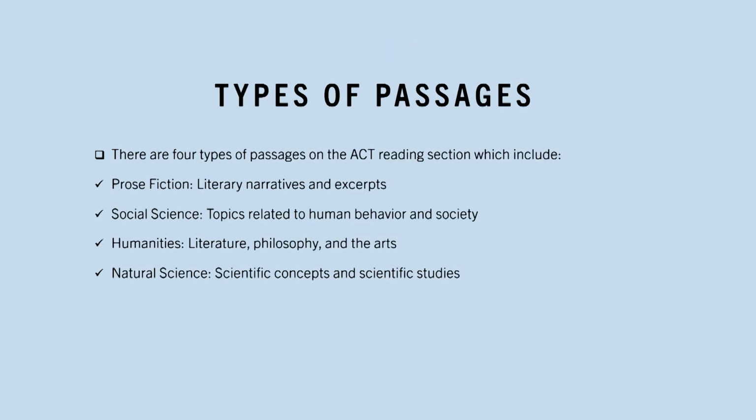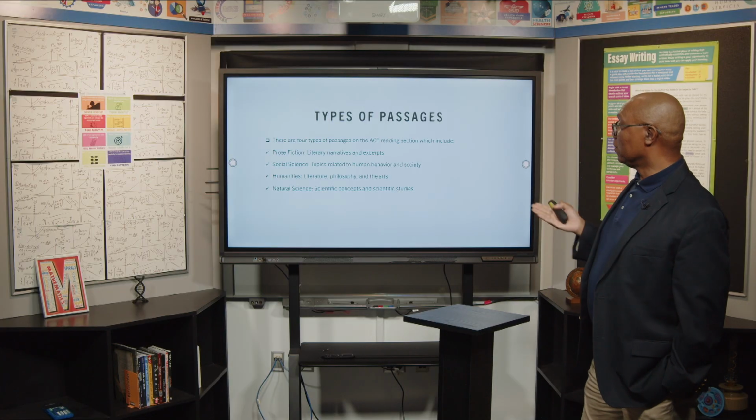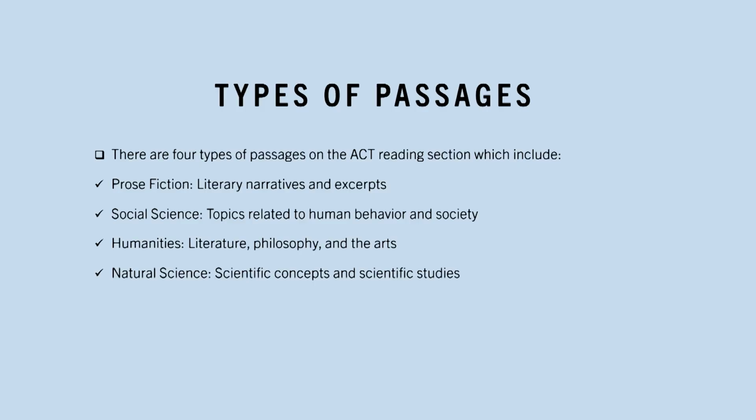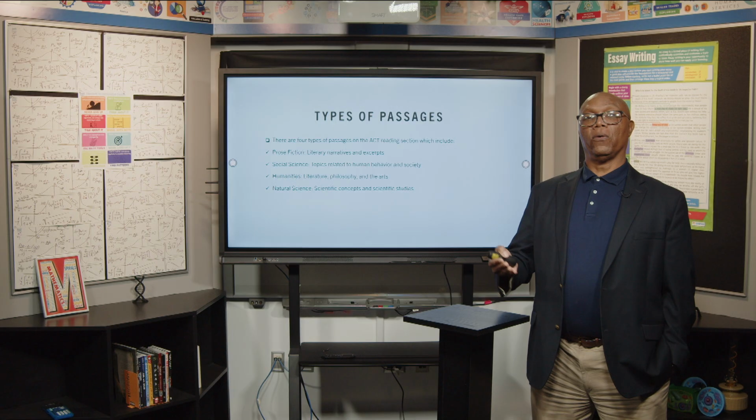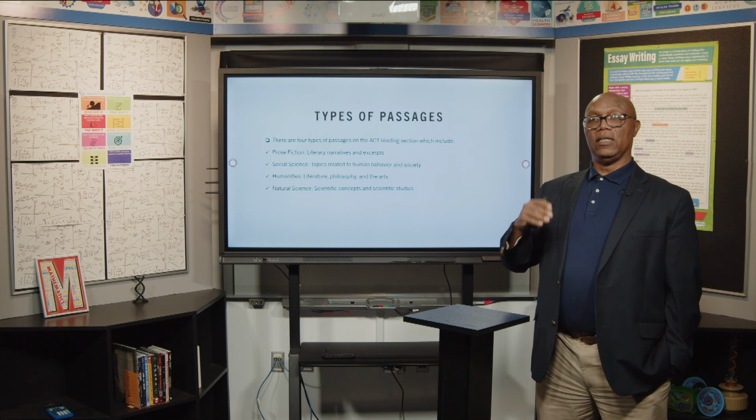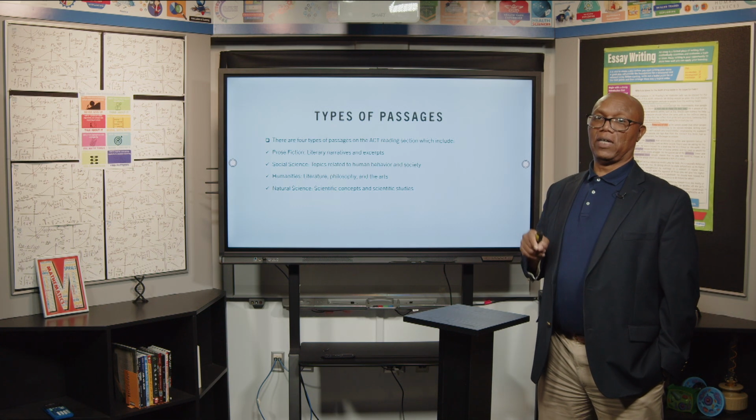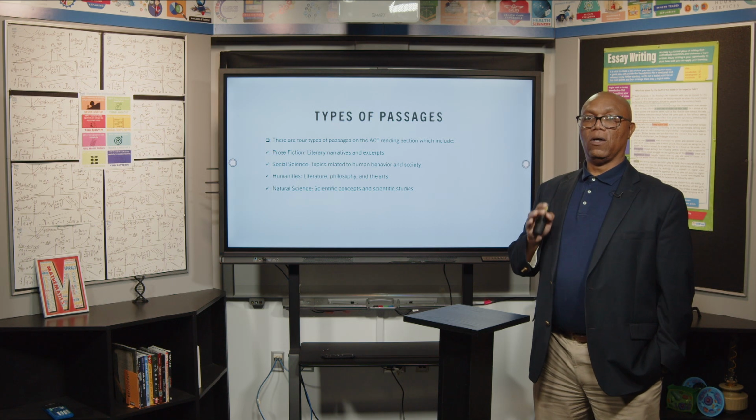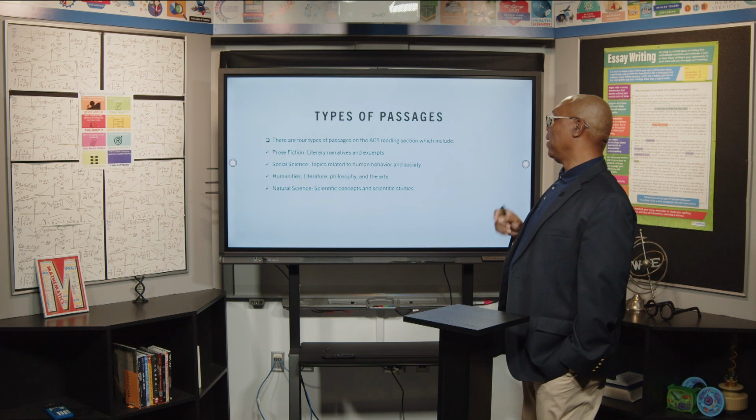The next thing, in terms of the types of passages that you will encounter on the ACT: there are 4 types of passages on ACT reading, and they include prose fiction, social science, humanities, and natural science. What we'll do is try to give you a brief explanation of what each one contains, and also come back at a later date and go through each of the different passage types and give you an example of the 5 questions that go along with each of those passage types.